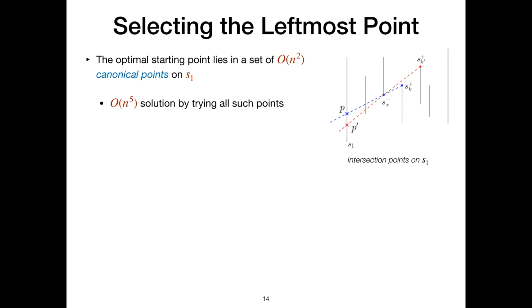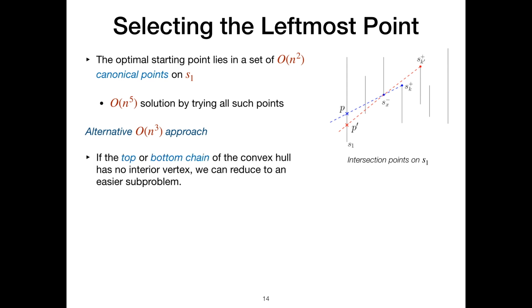We can argue that the optimal starting point lies in a set of n-squared canonical points on S_1. The idea is that for an endpoint S_k plus, P must be above the intersection of the supporting line of S_k plus and S_x minus, because if P went any lower on S_1, then S_x minus would lie outside the hull, and there are only n-squared intersection points for all pairs i and j. If we simply try all such points with our dynamic program, it will be an n to the 5 time solution. Instead, we have an alternative cubic time solution with two cases.